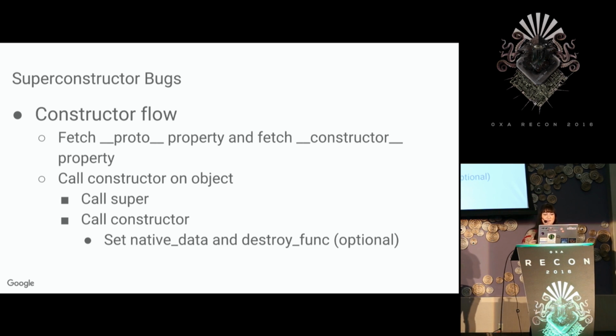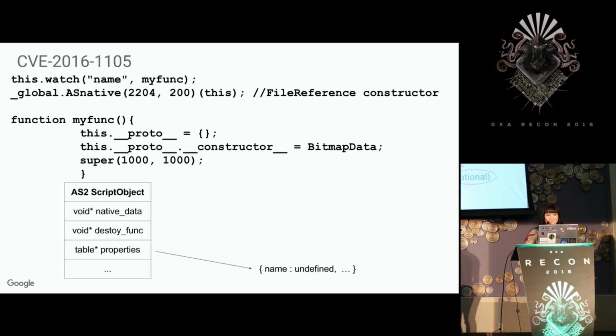So it goes through this chain and calls the super chain, and then it calls the constructor. And that should set that native data and its corresponding destroy func. But that's optional because, for example, your backing object could just have integers in it, and those don't need to be freed. And this is actually the problem. And I'll show you why.